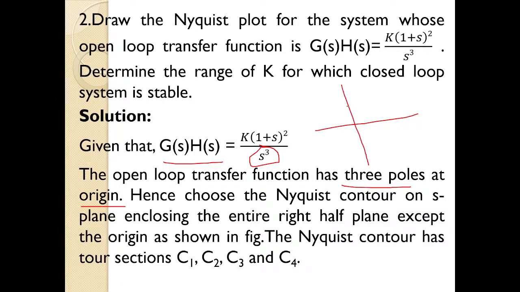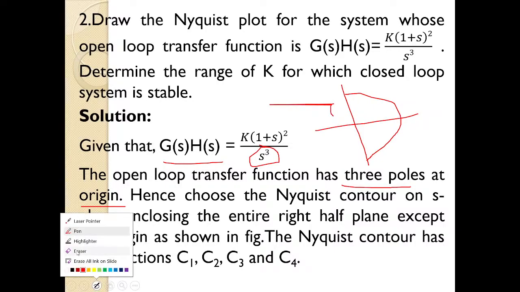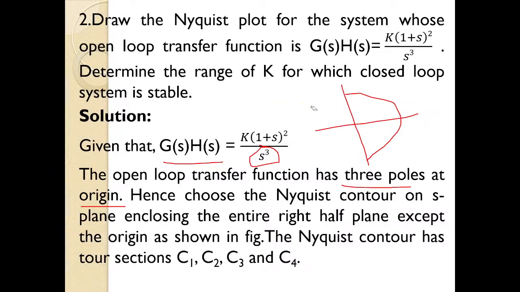So we know the Nyquist plot is a semicircle lying on the right half of the s plane. So this is the semicircle which is lying on the right half of the s plane. And the Nyquist contour will consist of three sections.